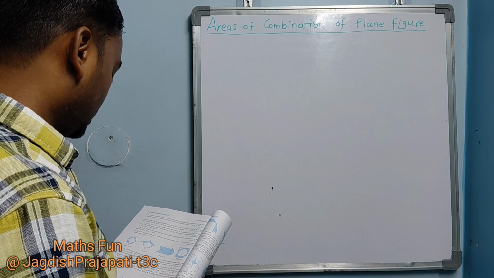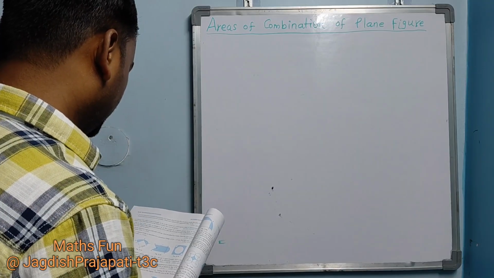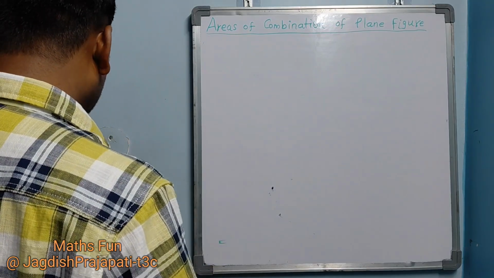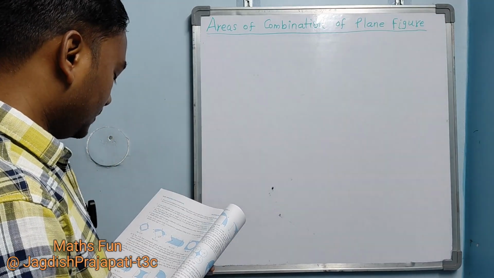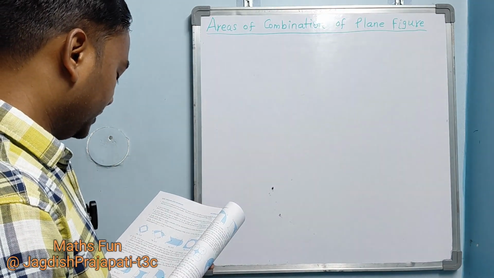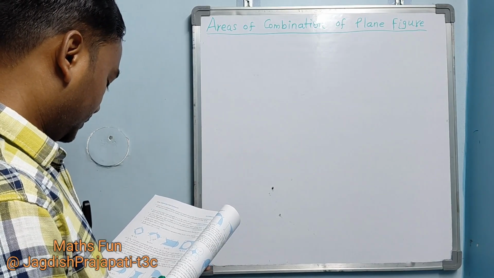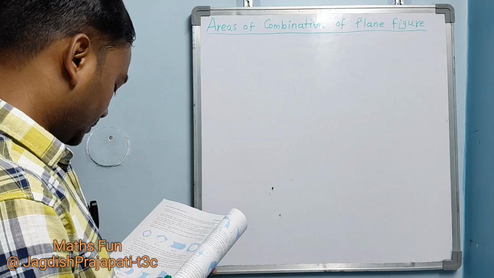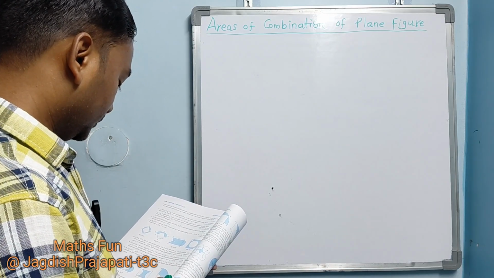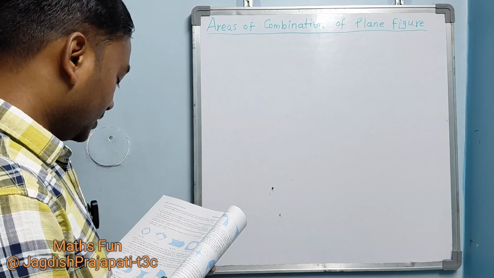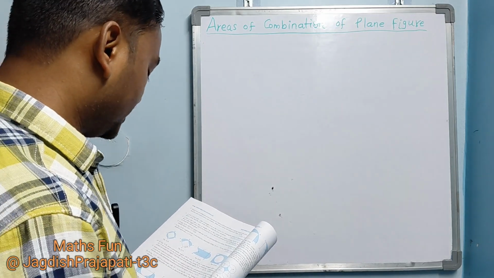A calf is tied with a rope of length 6 meters. Questions number 4 and 5 are similar; we have already done them. Question number 6. Okay, let's try it.